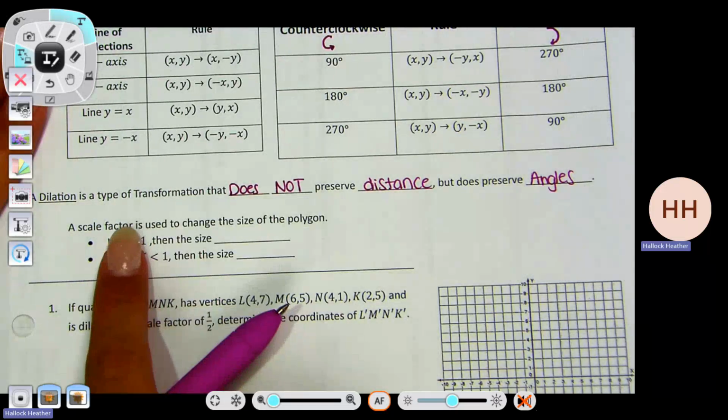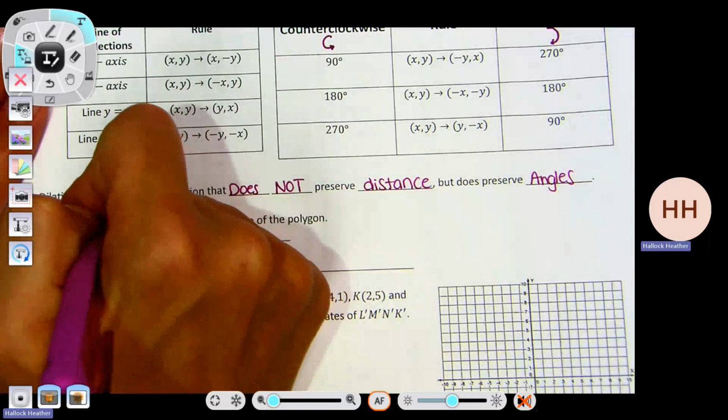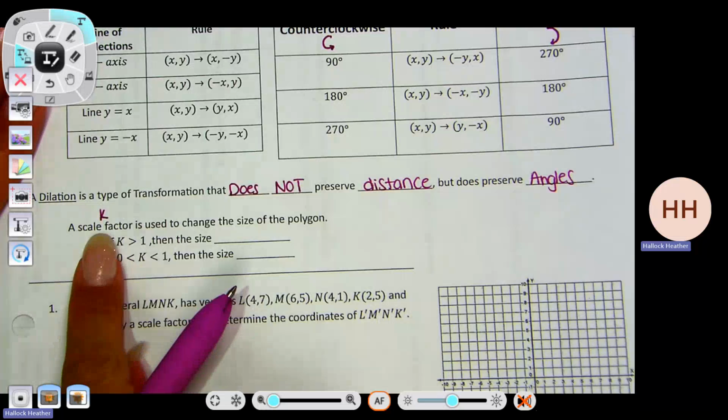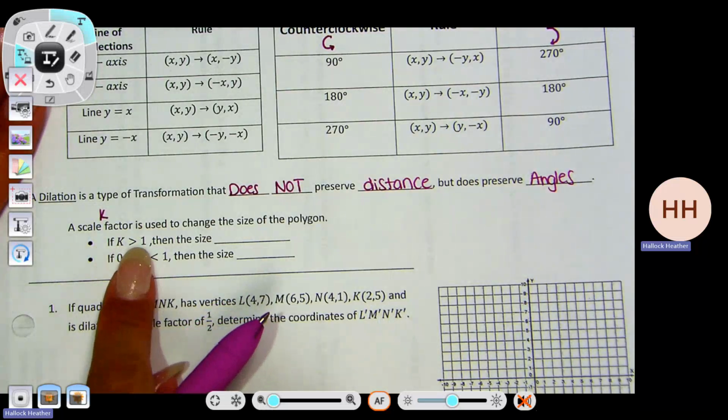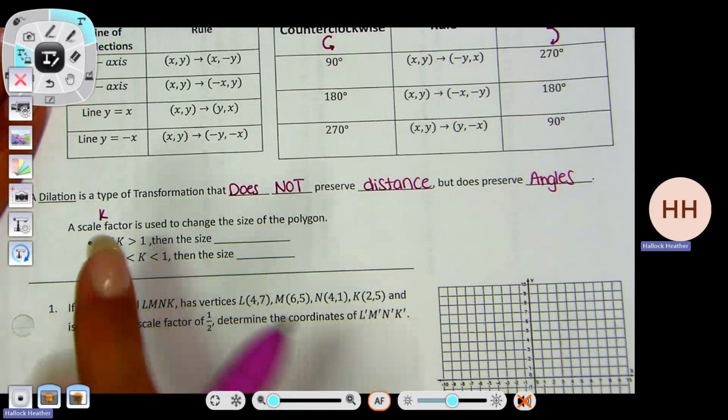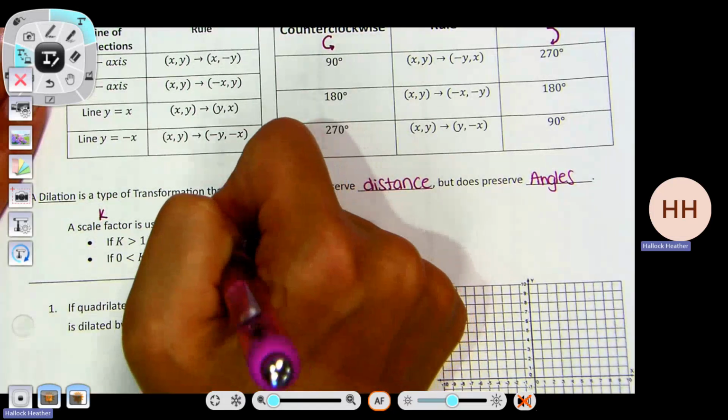So if your scale factor is technically called K, like you'll see it as K. Why is it K? I have no idea, but scale factor is K. If K is greater than 1, it's going to get bigger. So it's going to enlarge, it's going to increase.